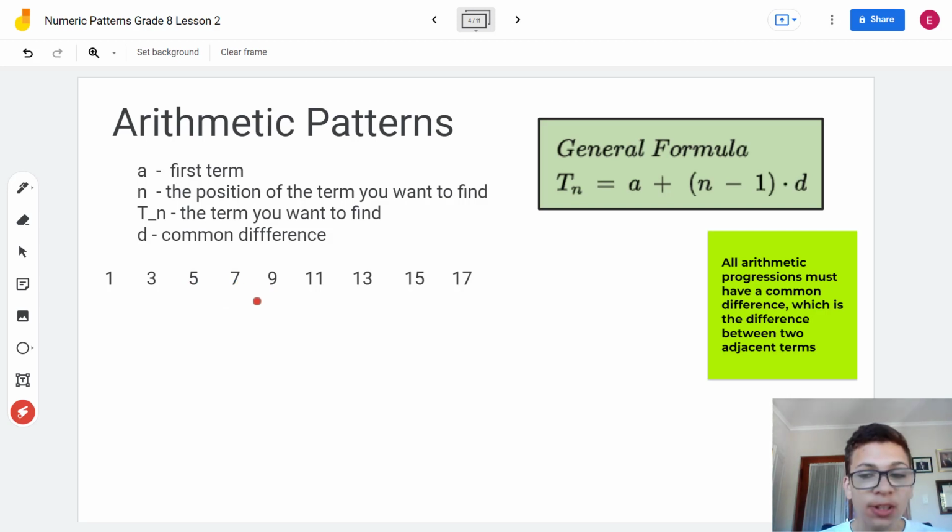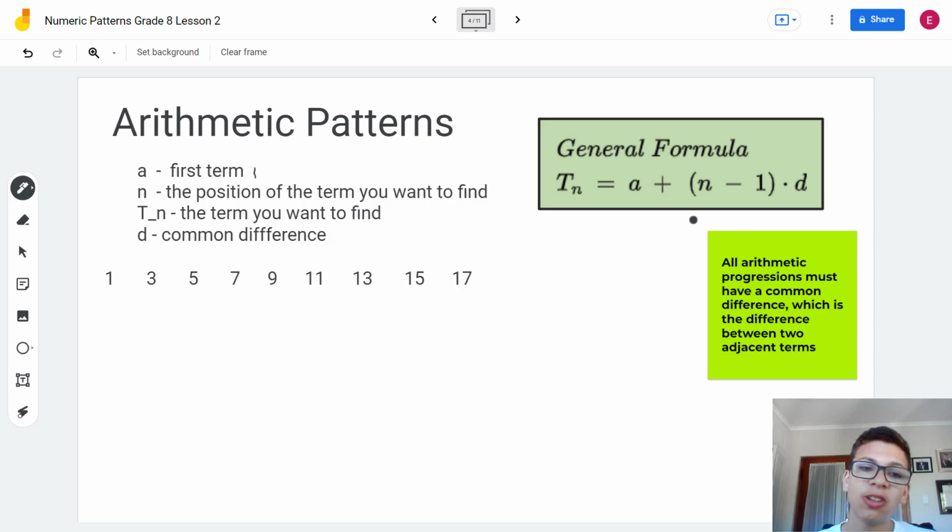Now, if you spot an arithmetic pattern, you can always use the general formula, as you can see in the top right. The general formula is Tn equals A plus n minus 1 times D. If we break up this general formula, it seems there are a lot of variables. Well, A is just the first term. So, in this pattern here, A would equal 1. N is the position of the term you want to find. So, let's say you want to find the 10th term, then n will be 10 in the formula.